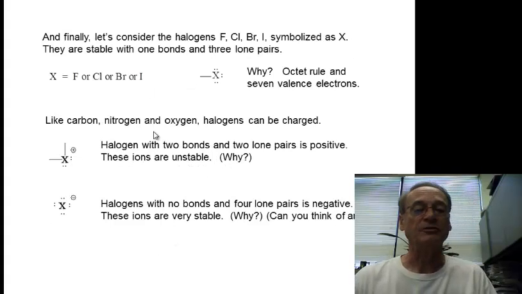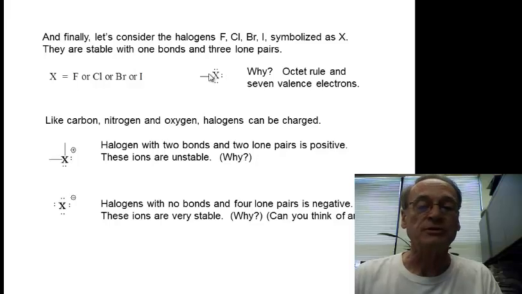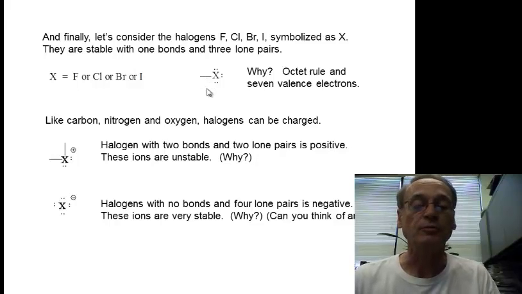Now let's think about the halogens. The halogens, fluorine, chlorine, bromine, and iodine, are generally considered together as one group and symbolized as X. So if you see a capital X in a structure, it means chlorine, fluorine, bromine, or iodine. The halogens are stable and neutral when they have 3 lone pairs and 1 bond. Obviously, it has to be a single bond if there's only one.